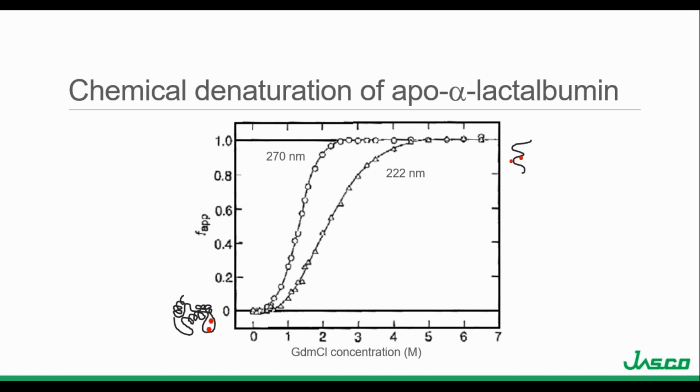Here are some denaturation curves for alpha-lactalbumin probed at 270 nanometers and 222, which correspond to the tertiary and secondary structures respectively. The curve at 270 shows the protein transitions from a folded to an unfolded state at a lower guanidinium chloride concentration, indicating that the tertiary structure unfolds prior to the secondary structure of the protein.